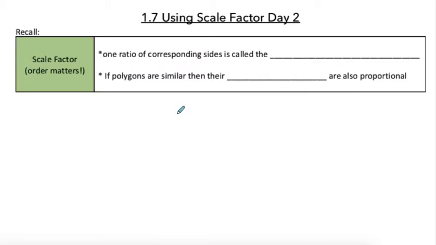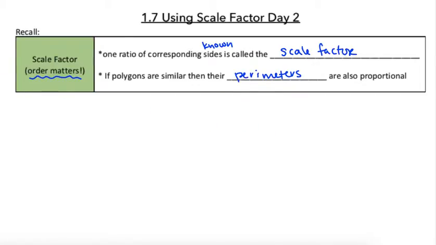If we recall from last time, scale factor, where the order matters, one ratio of corresponding sides is called the scale factor. As long as you have 2 known sides, and we always pick the known one. So if I had x, some unknown, and 5, that's not going to be my scale factor. If I have 2 and 3, that's the one I want to use. If polygons are similar, then their perimeters are also proportional. So we want to keep that in mind too, because we could be given a perimeter.